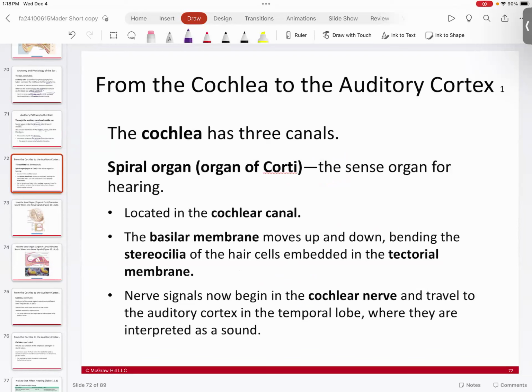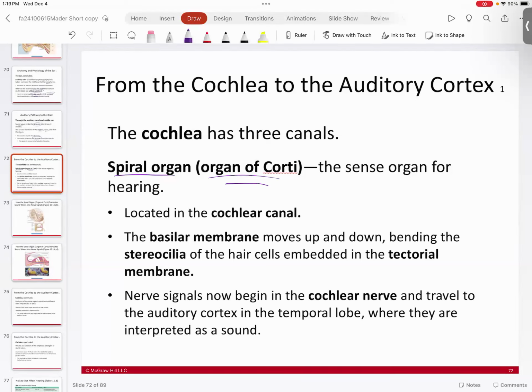Now, the cochlea then has three different types of canals. Now, we're not talking about the semicircular canals. That's a different structure, right? Now we're just talking about the snail, the little spiral guy. Inside the cochlea is what's referred to as the spiral organ, or the organ of Corti. And this is kind of where you sense your hearing.